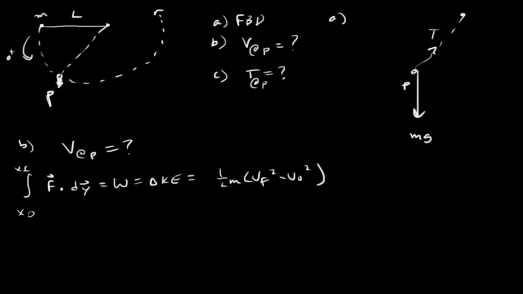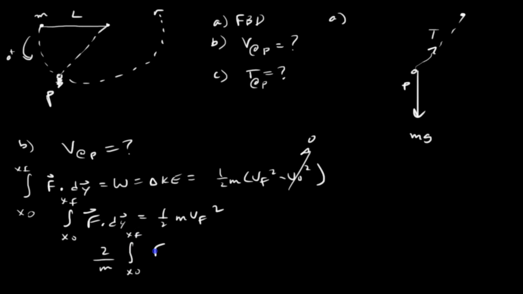Oh, and another piece of advice, another thing that tells us is that it starts from rest, so v0 is equal to 0. So we have the integral from x0 to xf of F times dy is equal to 1/2 m vf squared. We can multiply by 2 and divide by m. So we get 2 over m times the integral from x0 to xf of F dy is equal to, now this cancels out, so it's just vf squared. Okay, so we're going to use this as a starter.